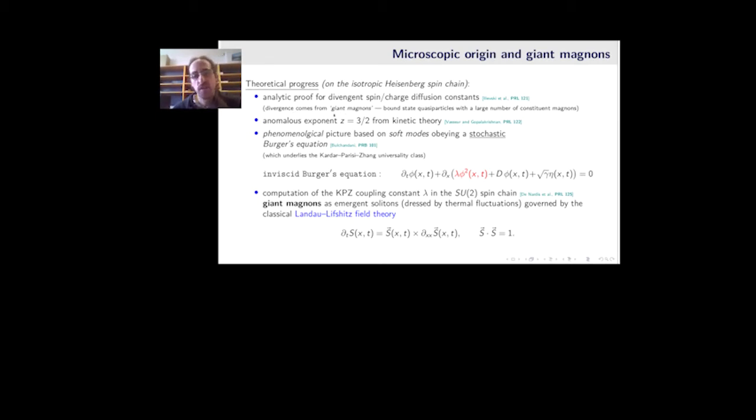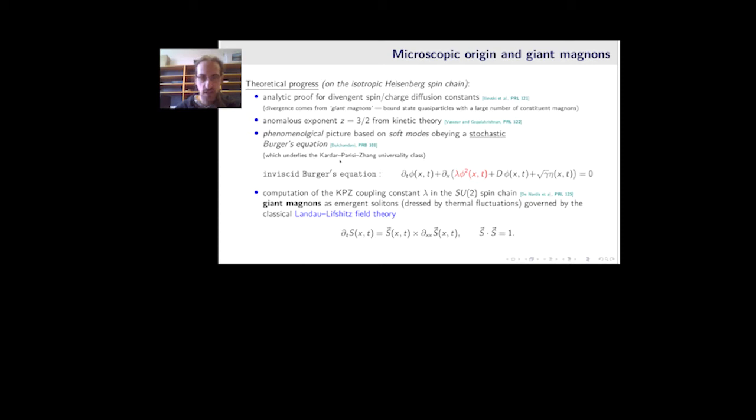And already back then, we saw that the reason for this divergence comes from quasi-particles which, if you think of spin transport, carry very, very large magnetization. You can refer to them as giant magnons because they have a lot of magnetization. So these will be very large bound states of magnons, if you will. And then shortly afterwards, there was an argument by Vir and Gopalakrishnan on how to actually infer this dynamical exponent 3/2 that I mentioned purely on kinematic grounds. And one modification of that argument I will show you in a minute.